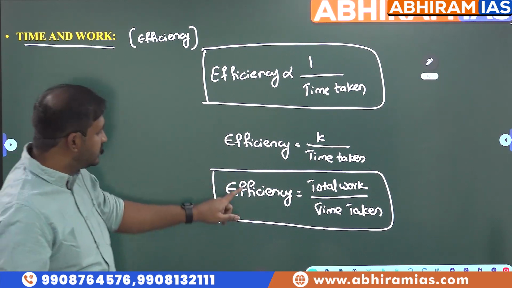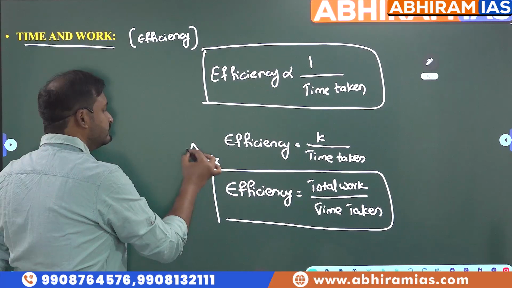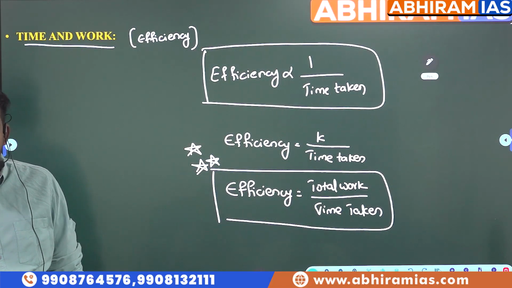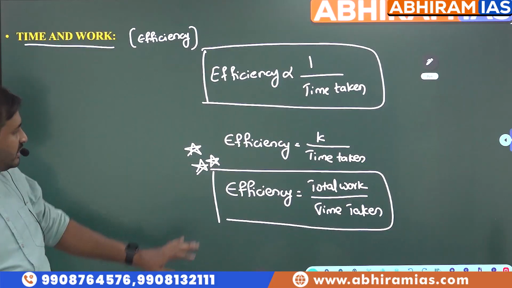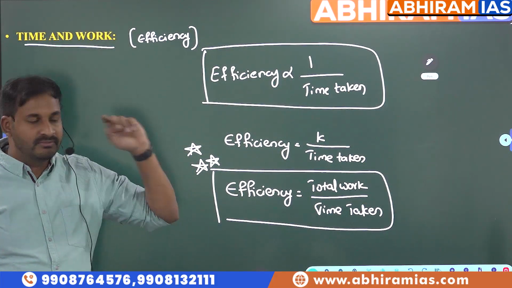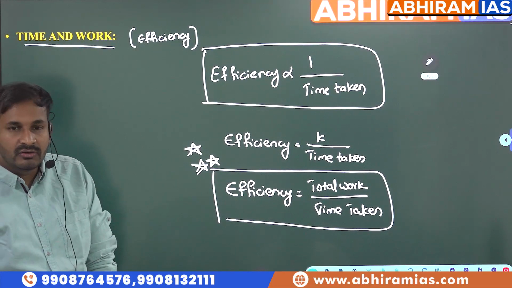Based on this one formula only, we are going to solve our entire time and work concept. Very important. And from the relation between efficiency and time taken, we are writing this formula: efficiency is equal to total work by time taken.